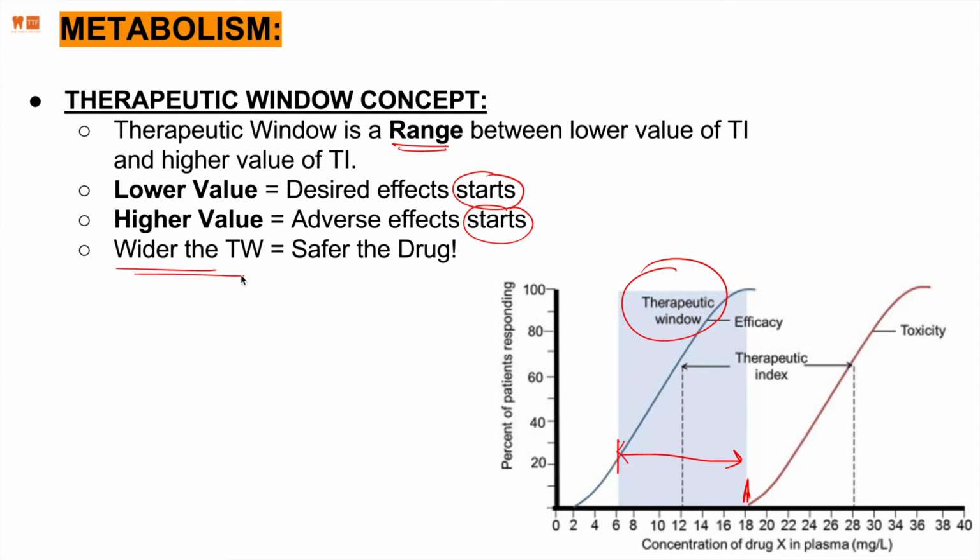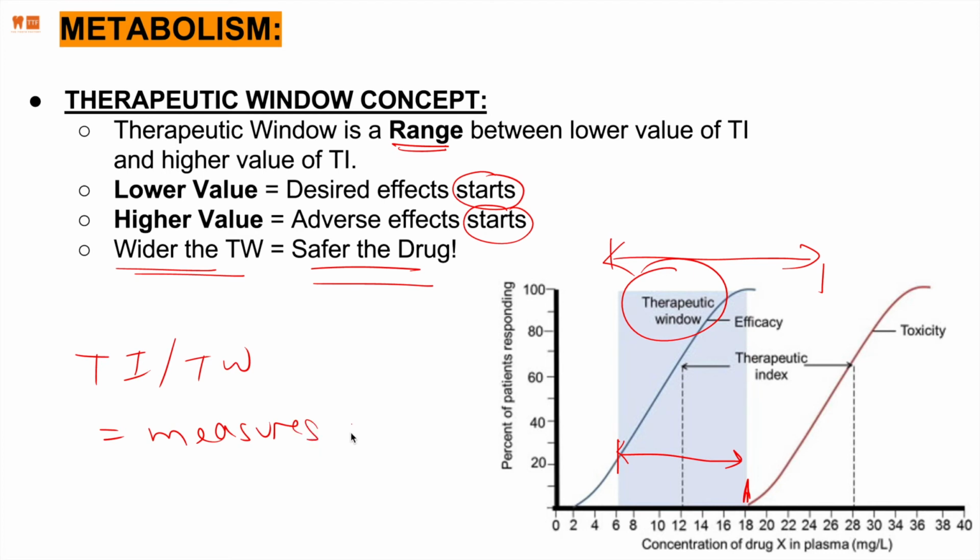And wider the therapeutic window, safer the drug, right? If this window was all the way this much in width, then it's a safer drug than this drug itself. So remember, the TI or TW are measures of safety.